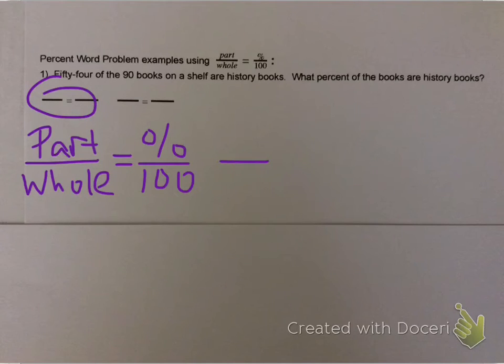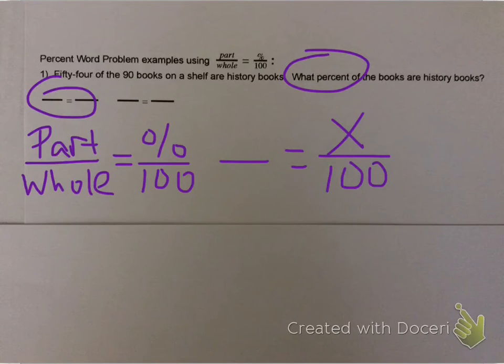Now I'm going to plug in what I can. 100 is always there, and I'm going to look for my percent. Well, the question says what percent, so I don't know the percent. I'm going to use an x. You could use a p, you could use any variable you want. Okay, we have 54 of the 90 books. Now, with these word problems, it's important for you to think about the problem.